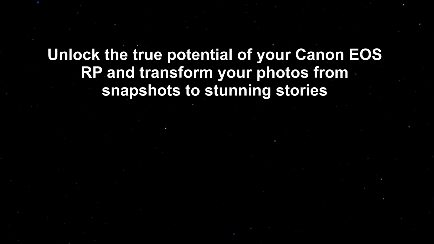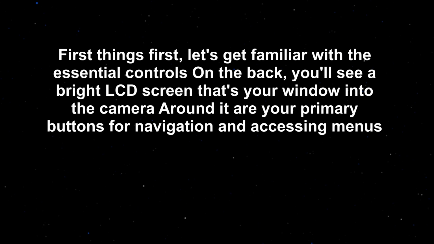Unlock the true potential of your Canon EOS RP and transform your photos from snapshots to stunning stories. First things first, let's get familiar with the essential controls on the back. You'll see a bright LCD screen that's your window into the camera. Around it are your primary buttons for navigation and accessing menus.